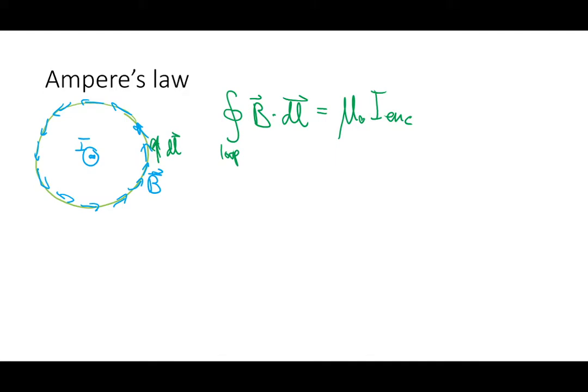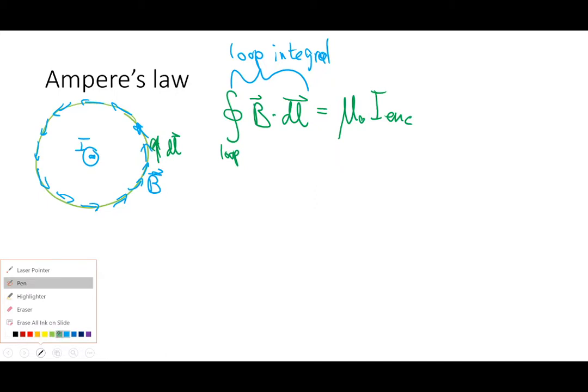Now this thing here, we don't give it a name that we use very often. We just call it the loop integral. Unlike flux, we don't give it a special name. It's just the loop integral. In applying Ampere's law, however, we do have to introduce yet another right-hand rule.